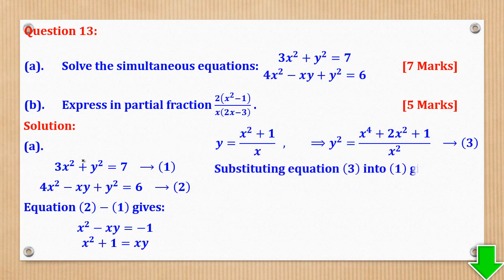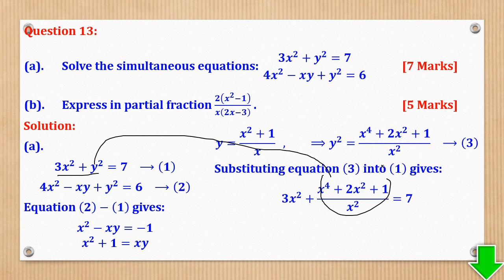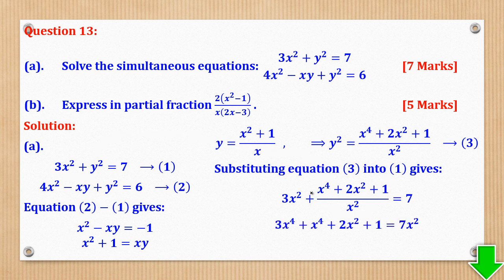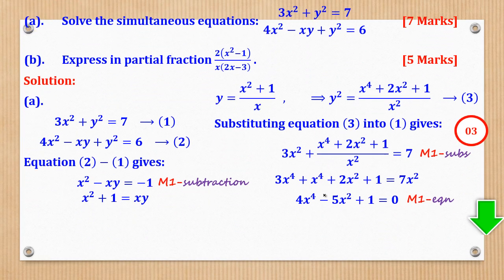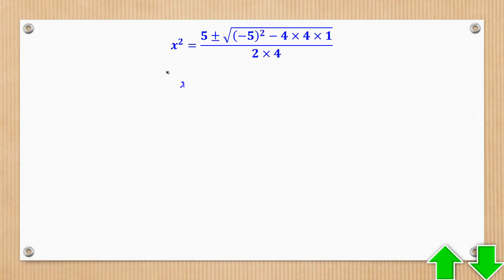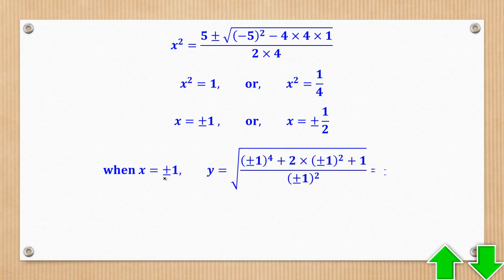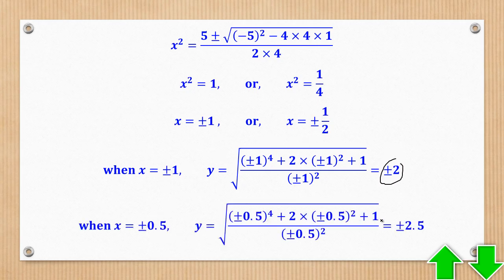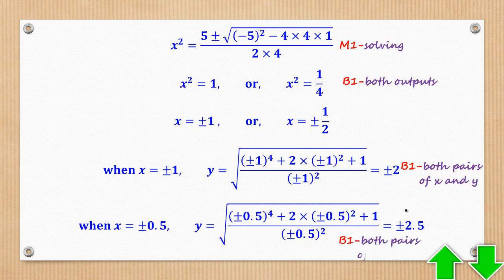So what I'm going to do, I'm going to substitute equation 3 into equation 1. Where there is y squared, I'll put there this. So multiply followed by the LCM, which is x squared, you come up with that. Collect like terms to get that. So I can now use the quadratic formula to get the values of x squared. Then put square root on both sides to get plus or minus. So when x is plus or minus 1, I'll come up with y as this. When x is plus or minus 0.5, I'll come up with y as that. And that's what they wanted. So that was part A.